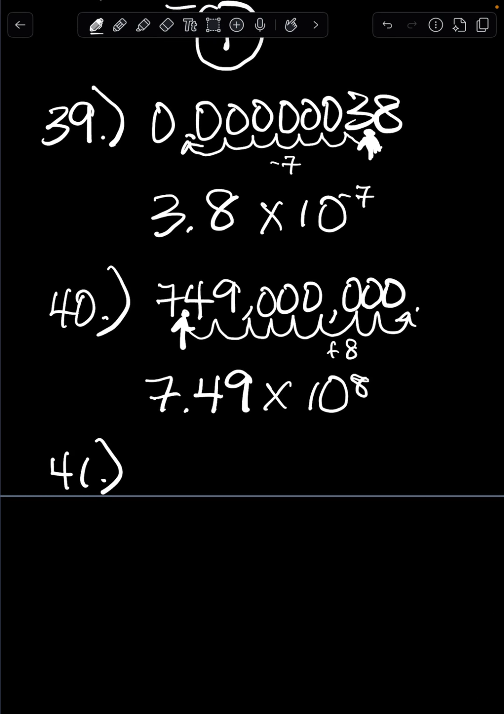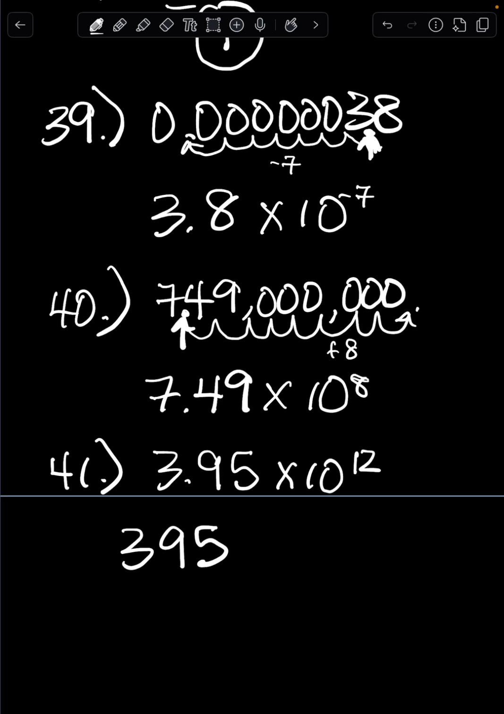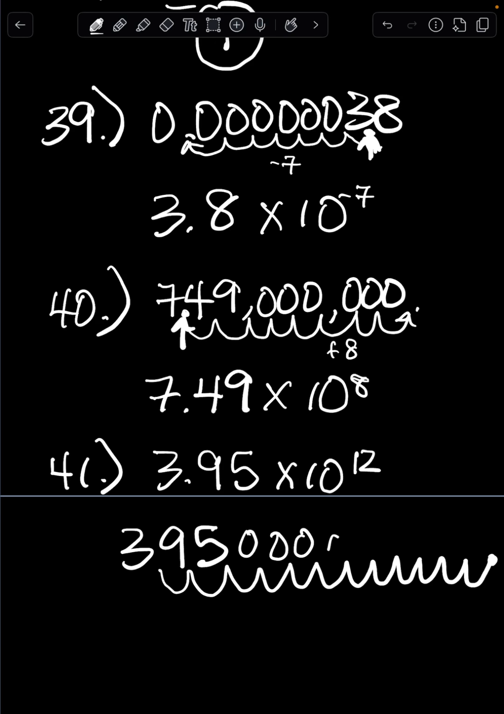Number 41. Write each number in standard form. So we have 3.95 times 10 to the 12th. Okay, so that means I need to move my decimal point 12 to the right because it's a positive 12. Okay, so I'm going to write down the 395, and then my decimal point was here. So 12 to the right. 1, 2, 3, 4, 5, 6, 7, 8, 9, 10, 11, 12. I need to fill in each of these humps with a 0, and then we'll go back and add in the commas.